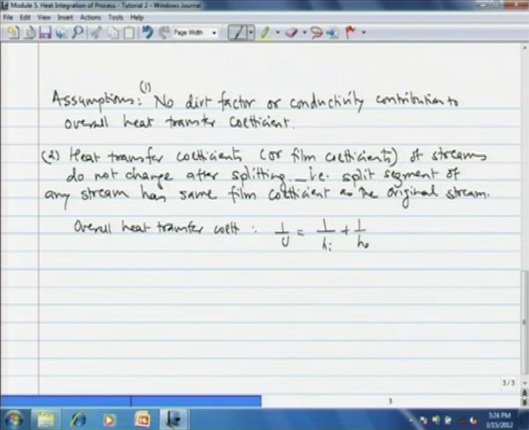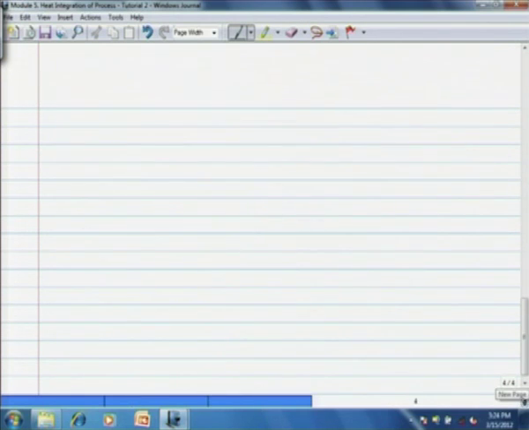So, with these 2 assumptions, we start our calculation. Now, we have seen 2 examples of problem table cascade in the previous tutorial, so I will go rather quickly over it. We have been given delta T min equal to 20 degrees centigrade, so we have to shift the temperatures of the streams by delta T min by 2, that is 10 degrees centigrade. Okay. So, now I will directly show the problem table cascade.